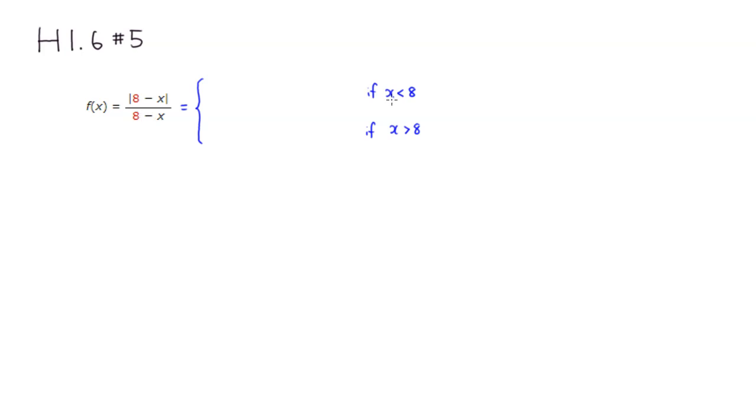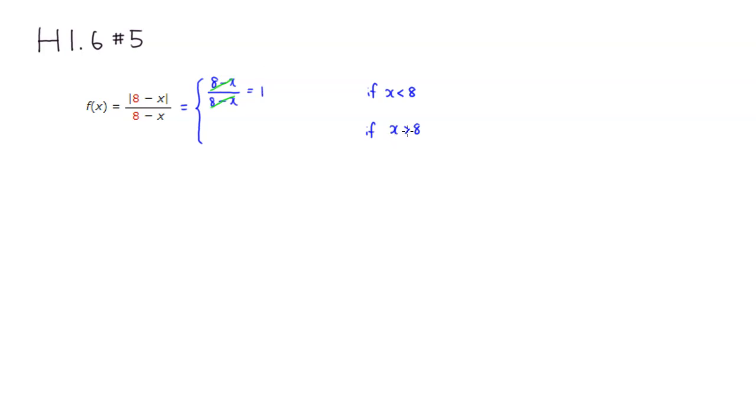So when x is less than 8, you can see that 8 minus x is going to be a positive quantity, so the absolute value sign really doesn't do anything. It's going to leave it as 8 minus x, and the denominator is still 8 minus x, which means they cancel out each other, which gives you 1. So the function is actually 1 there.